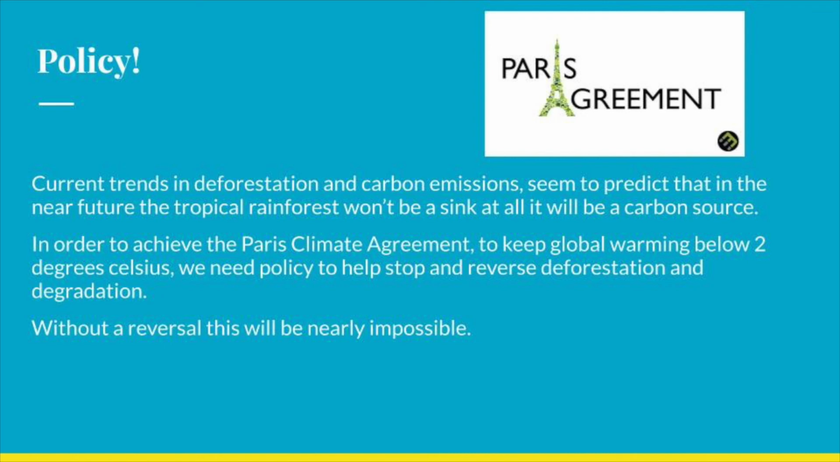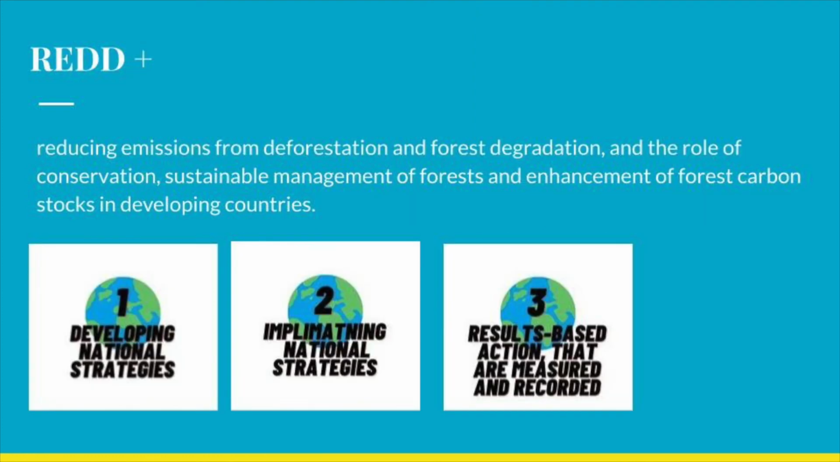In order to achieve the Paris Climate Change Agreement to keep the global warming below 2 degrees Celsius, ideally below 1.5, we need policy to help us stop and reverse this deforestation and degradation. Without reversal of deforestation and degradation, this goal will be nearly impossible to meet. Fortunately, at COP19, which was held in Warsaw in 2013, the UNFCCC conference came up with a plan to help reverse and stop deforestation and degradation, which includes 3 comprehensive steps.